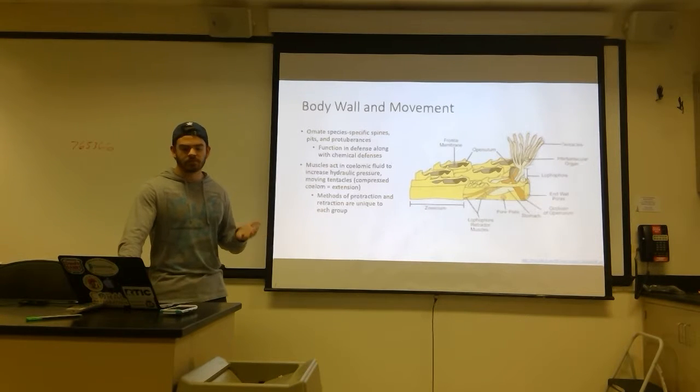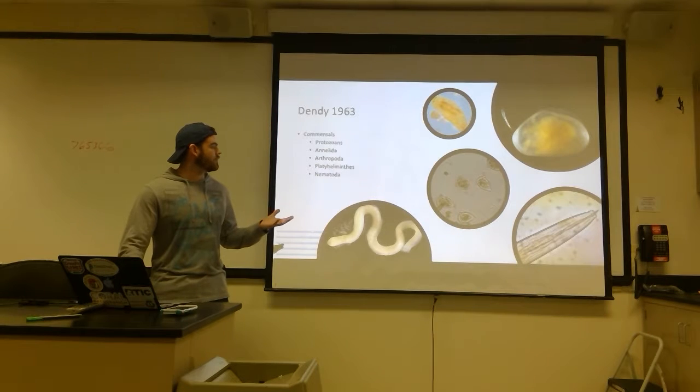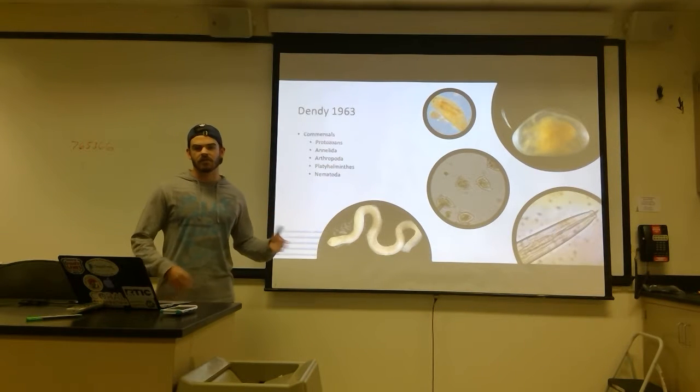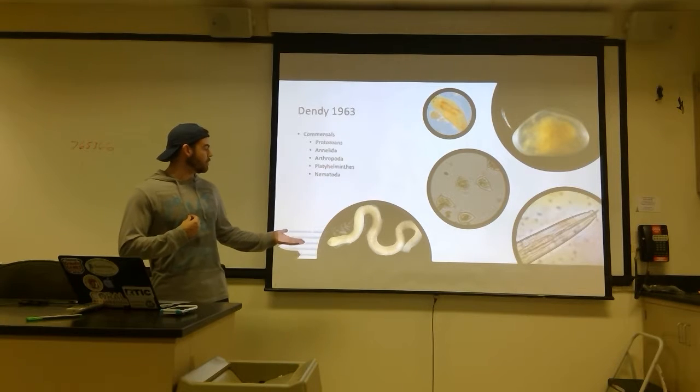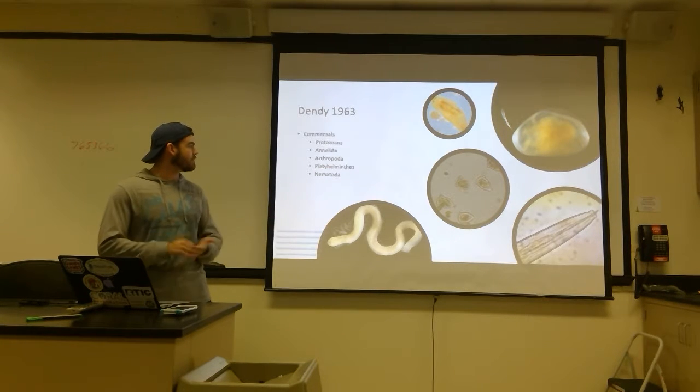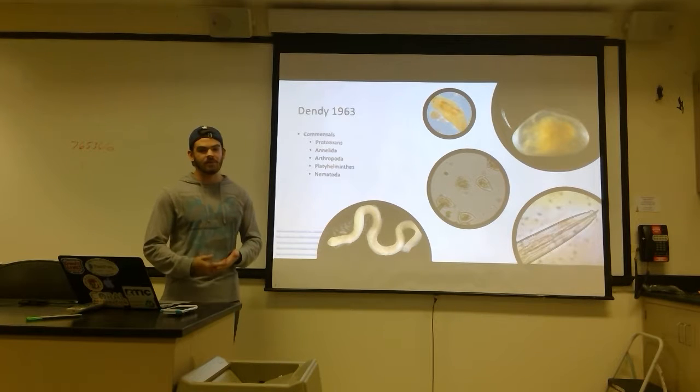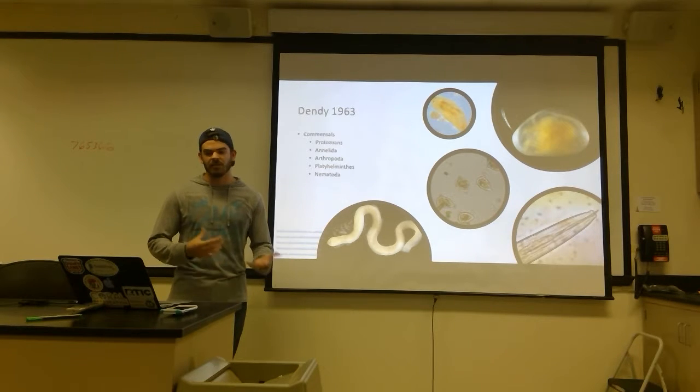Along with their body wall, they have been found to house a lot of different symbionts or commensals that live within them. Dendy in 1963 found 5 main groups: protozoans, annelids, arthropods, flatworms, and nematodes, either living inside or around them.